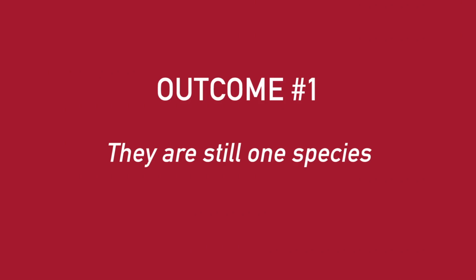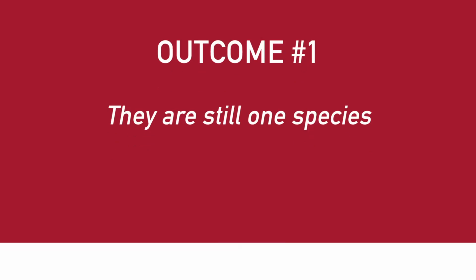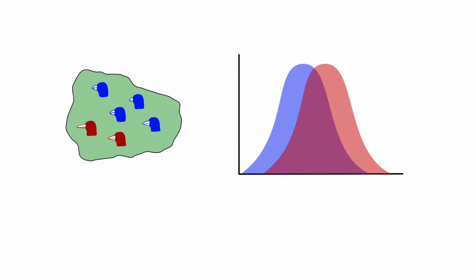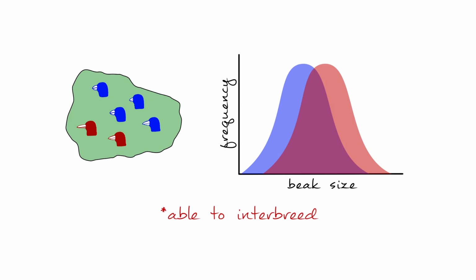The first outcome is that they could remain as one species. Let's graph the distribution of beak size for the 2 populations. On the x-axis, we see beak size from small to large, and on the y-axis, we see frequency, meaning how common each beak size is. Notice that the average beak size of each population is different. In this scenario, the birds are able to interbreed and reproduce freely regardless of beak size. On this island, the 2 groups remain as a single species.